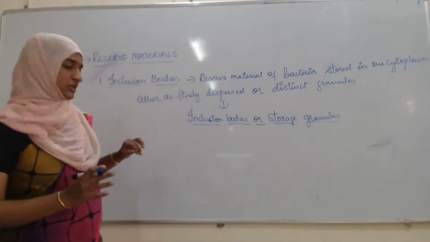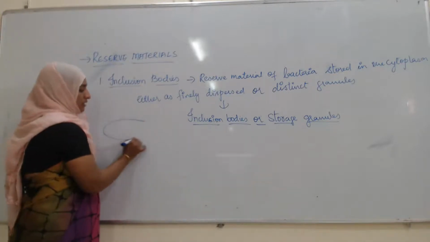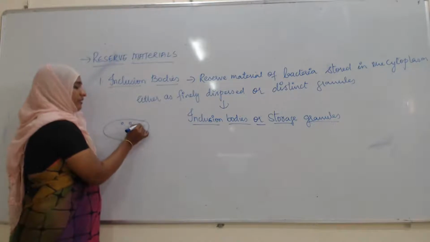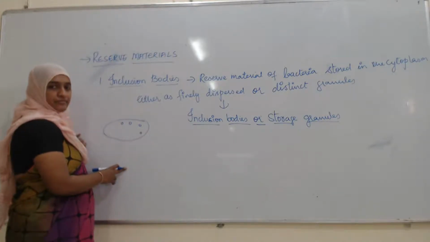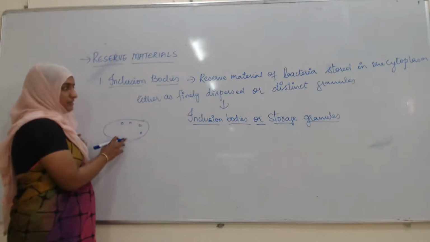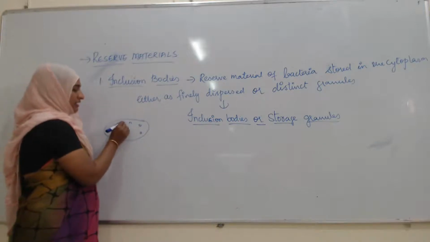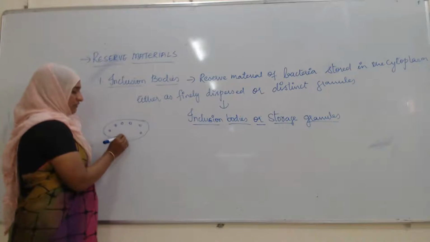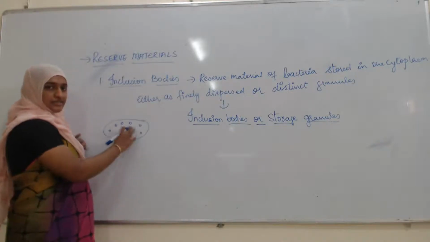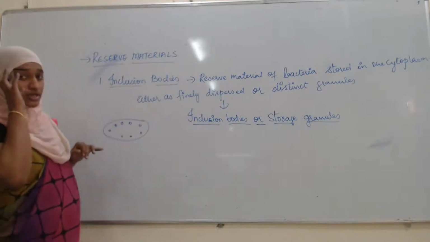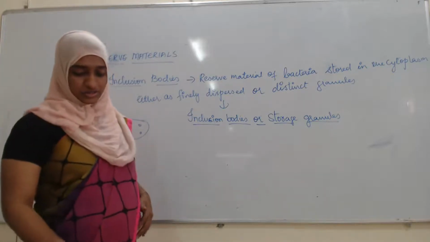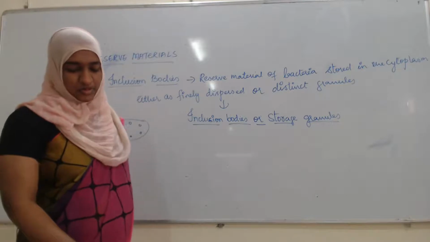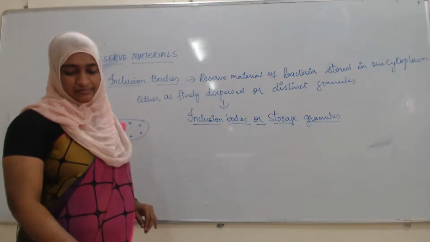Here inside the cytoplasm, there is a presence of some organelles which are stored in the cytoplasm either as finely dispersed or distinct granules you can find over here, and these granules are known as the inclusion bodies or the storage granules. So this is about the reserve materials.